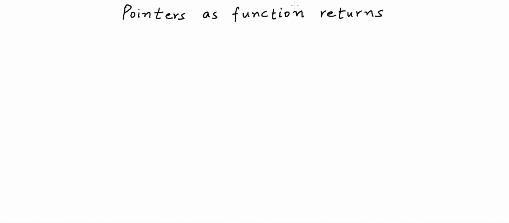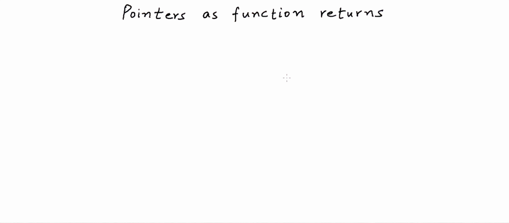A pointer is just another data type. It's just that a pointer stores the address of another data type. So it is quite possible for a function to return a pointer, but we must understand the use cases in which we may want to return a pointer from a function. So let us try to understand this.